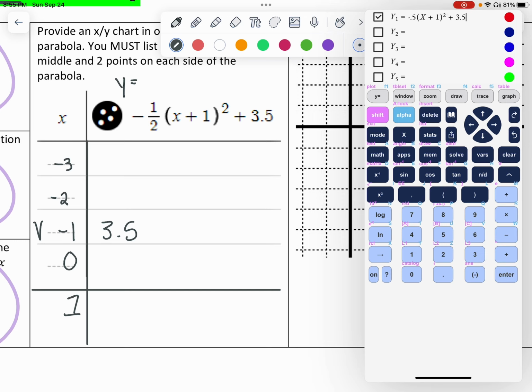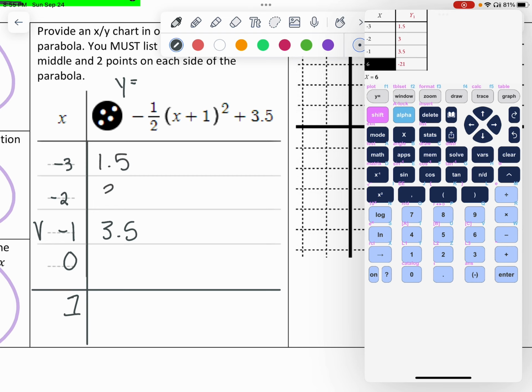Now you're more than welcome to do this by hand just like I did in the last one. If you hit second in graph, you can see this word table. So that was second in graph. You can see this table. And then you should be able just to plug in numbers. So see how I'm just typing the numbers in, and it's giving them to me. So like 3 gave me a 1.5. -2 gave me a 3. -1 gave me a 3.5.